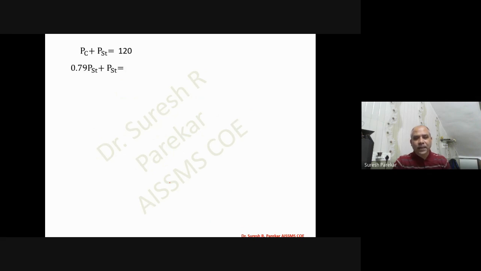Substituting PC equal to 0.79 PST, which we have seen here, that gives me PST as 67.04 kilonewton. If we subtract this from 120 kilonewton, we get PC as 52.96 kilonewton. Then we substitute the value of PST: sigma ST equal to PST upon AST, so we have 94.84 MPa, and sigma C equal to PC upon AC, 52.03 MPa.